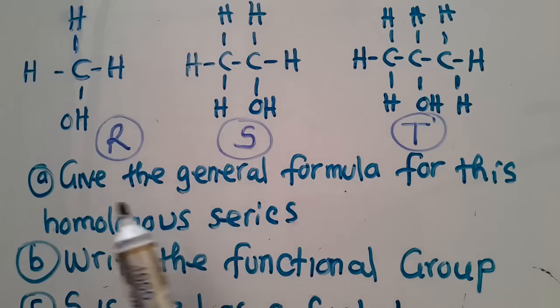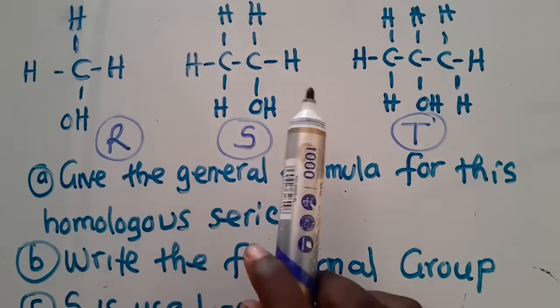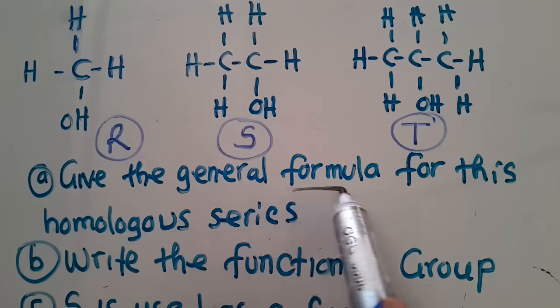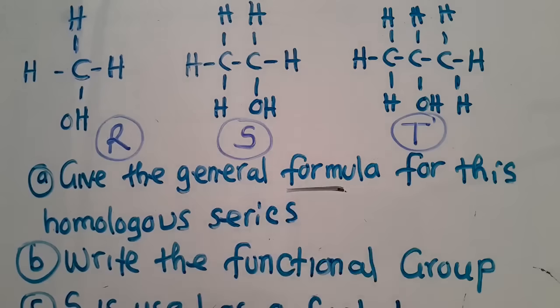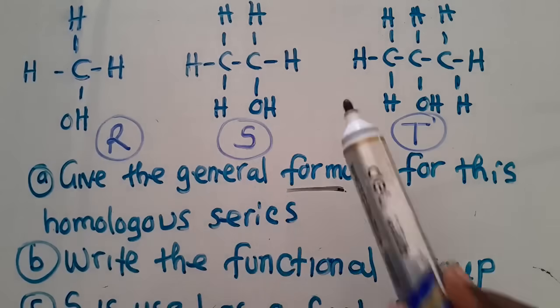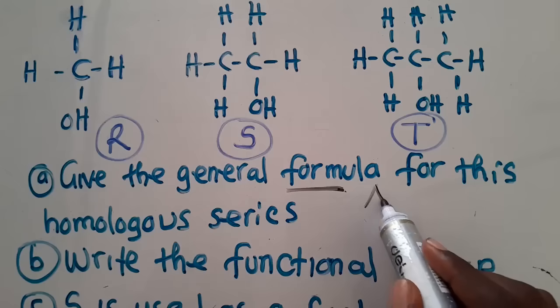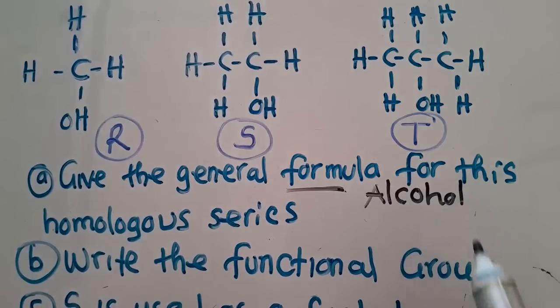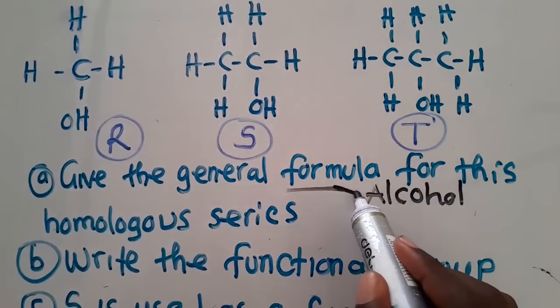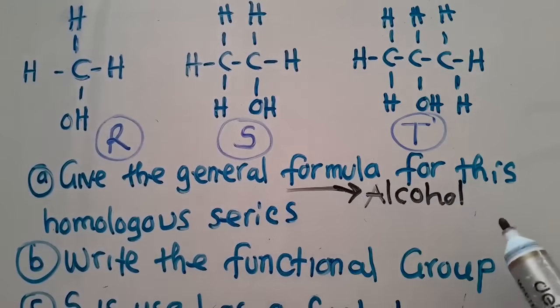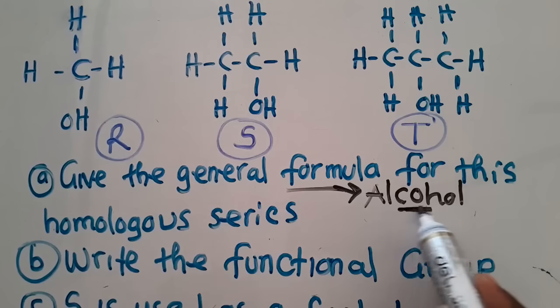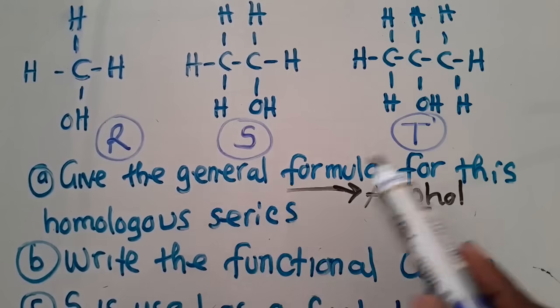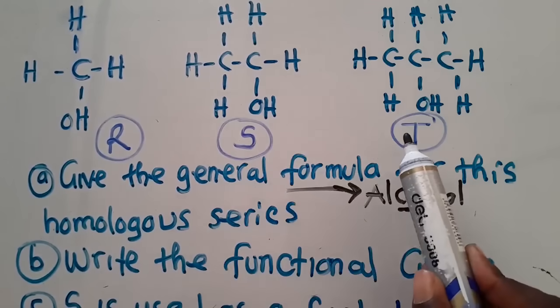So what is the name of this homologous series? Before you give a formula, you need to know a name. The name of this homologous series is an alcohol. If you were told to write the name, it is alcohol. This is the family to which this homologous series belongs.